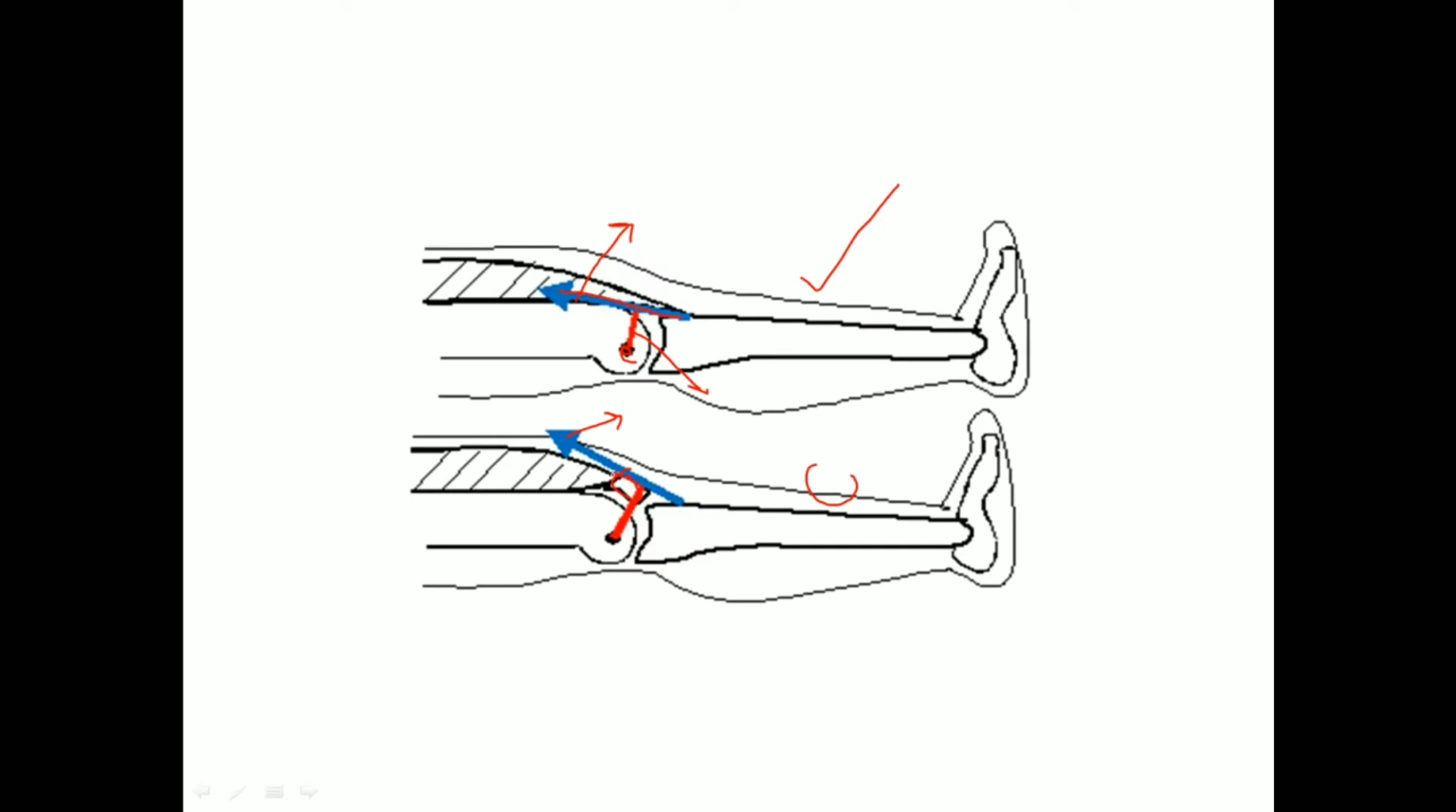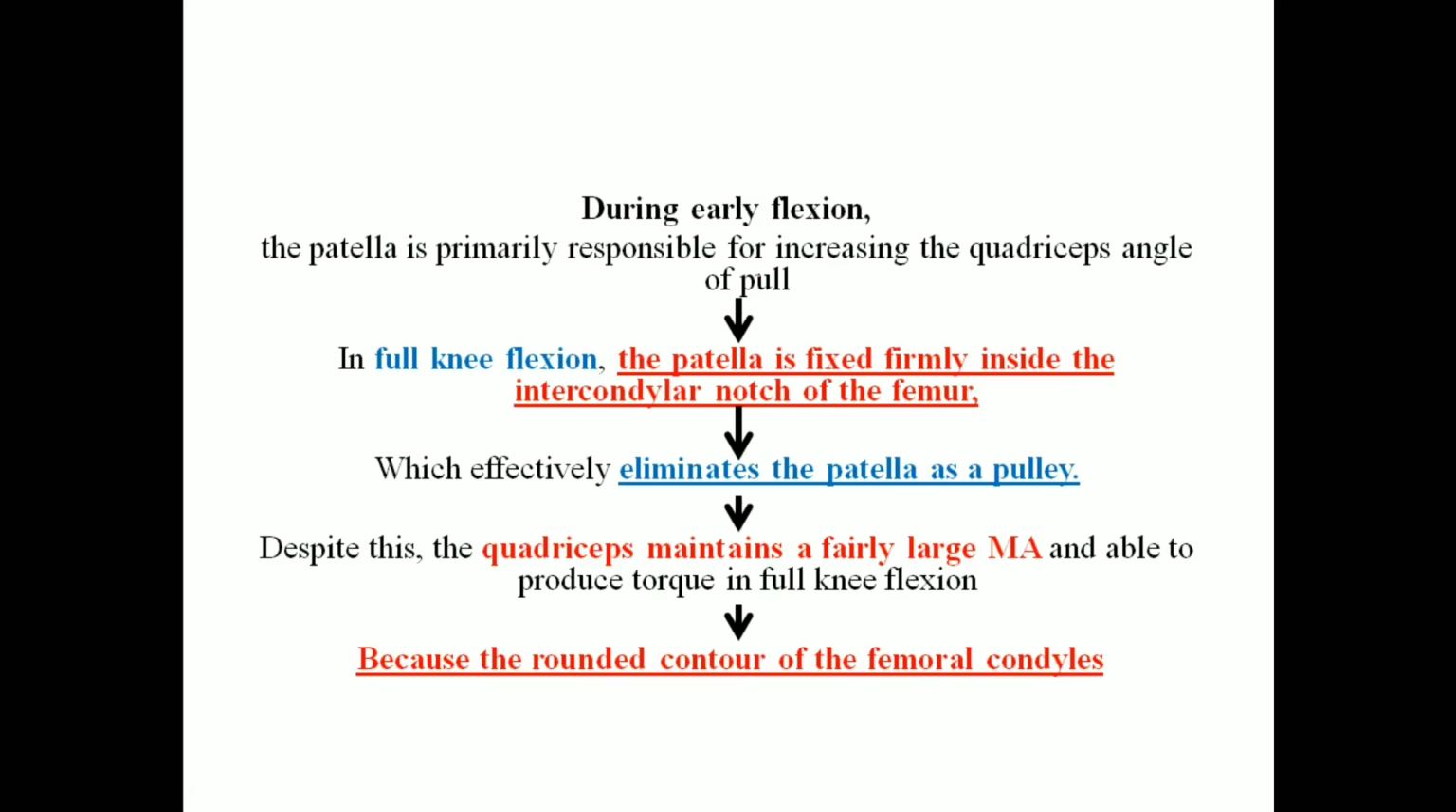Now if you see here, the presence of the patella is increasing the moment arm, plus it is deflecting the quadriceps action line away from the joint axis. This is how the patella is very important for our knee joint. It is making the work more efficient. So what happens when we start doing our flexion? During early flexion, the patella is primarily responsible for increasing the quadriceps angle of pull. Meaning when our knee is in full extension, from there we start the initial early flexion.